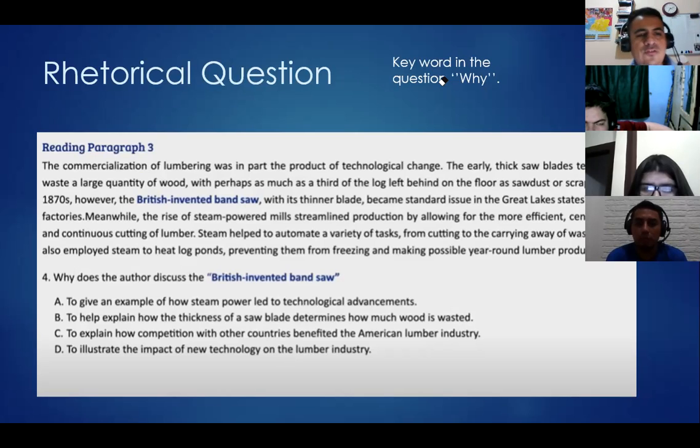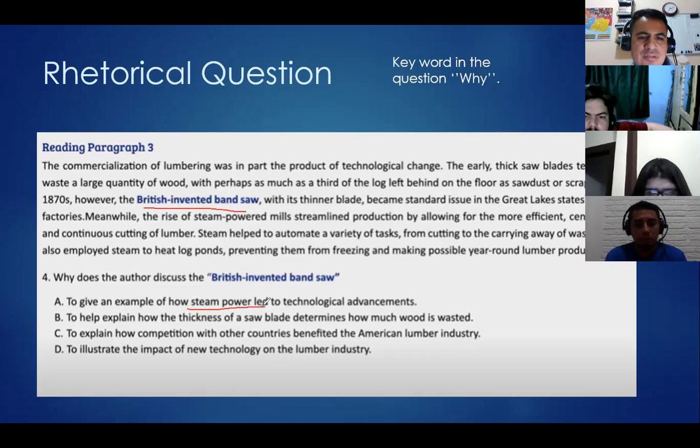Okay, very good. Why does the author discuss the British invented bandsaw? Encontraron esa frase, ahí está, ¿verdad? Está en azul. The phrase is right there in the article. Okay? A, to give an example of how steam power led to technological advancement.